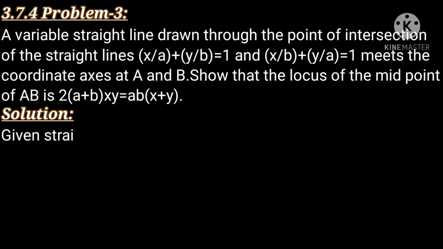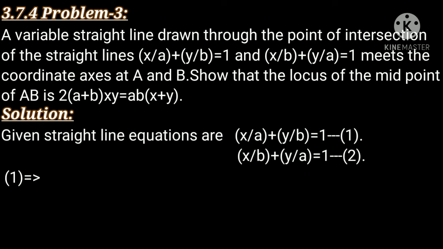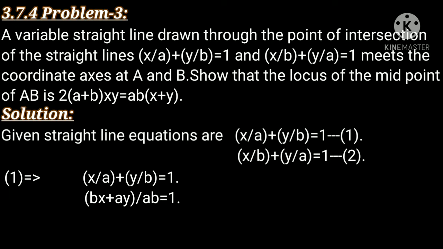Solution. The given straight line equations are x/a + y/b = 1, this is equation number 1, and x/b + y/a = 1, this is equation number 2. First, we convert equations 1 and 2 into general form. For that, take 1: x/a + y/b = 1. Here take ab as LCM, then (bx + ay)/ab = 1. From this, bx + ay = ab. Then finally, bx + ay - ab = 0. This is equation number 3.